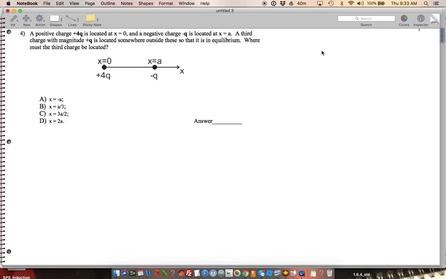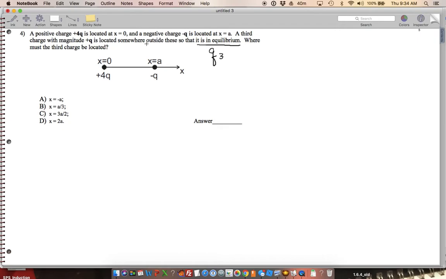Number 4. All right, so we have a charge of 4Q at x equals 0, and a negative charge of -Q at x equals A. We're going to bring a third charge in with magnitude plus Q and locate it somewhere outside these so that it is in equilibrium. That means the force on Q3 is not going to move it. The net force on it from these two charges is going to equal 0.